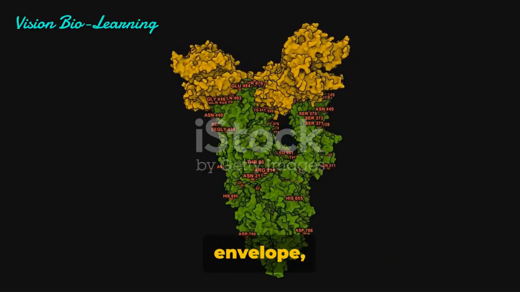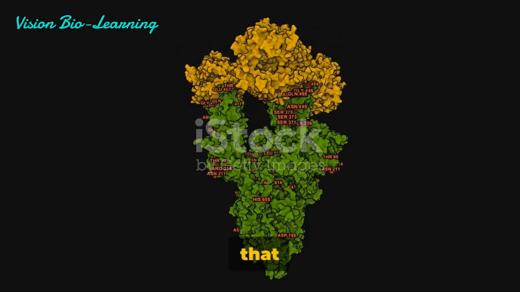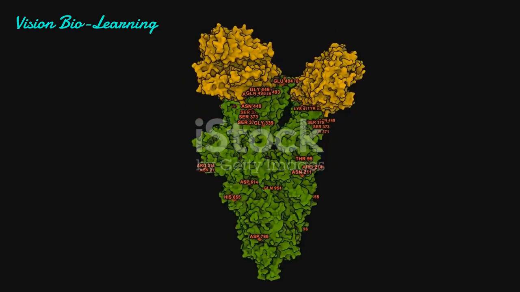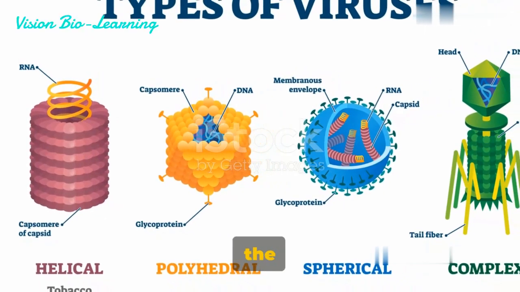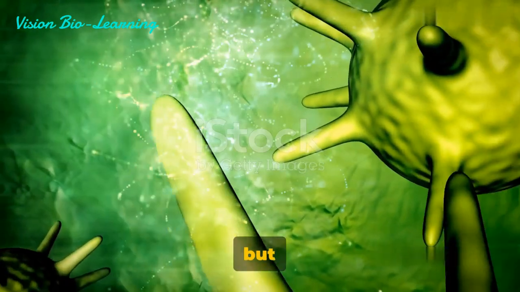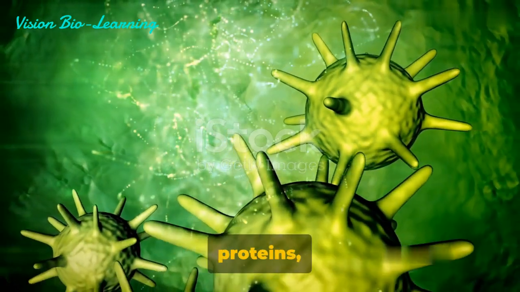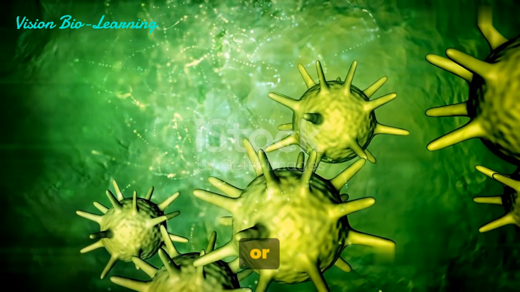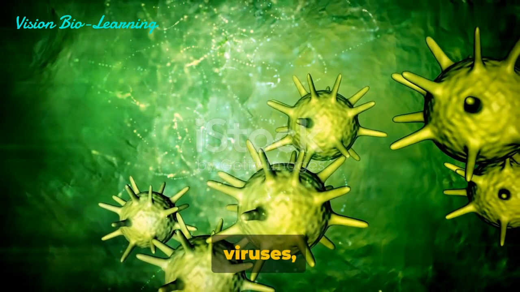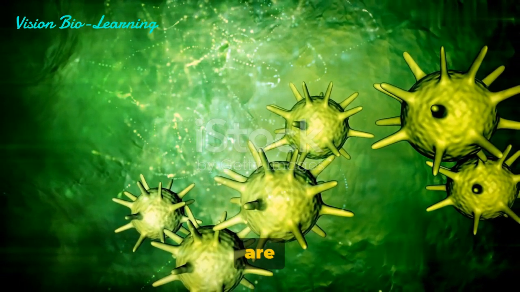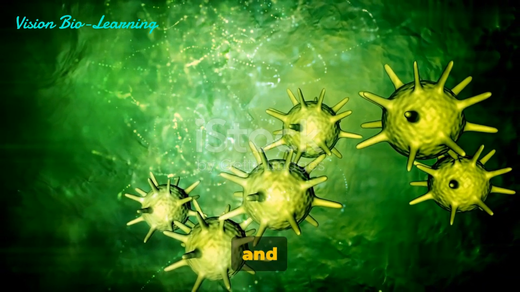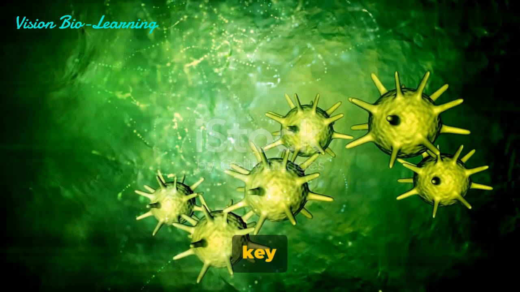Finally, we encounter the envelope, a lipid bilayer membrane that cloaks some viruses. Notably, this envelope is borrowed from the host's own plasma membrane, but it also showcases virus-specific proteins, often seen as spikes or knobs. In conclusion, viruses, despite their simplicity, are incredibly complex in their structure and functions, all thanks to their three key components.